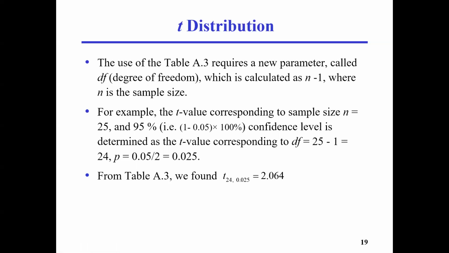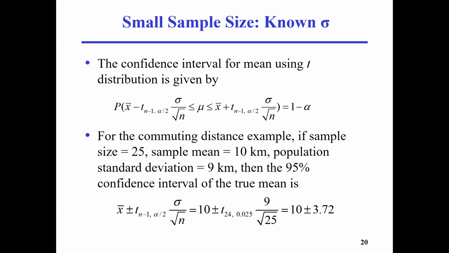That's the actual only difference between t distribution and standard normal distribution. So there is no Z value. We have T value here.